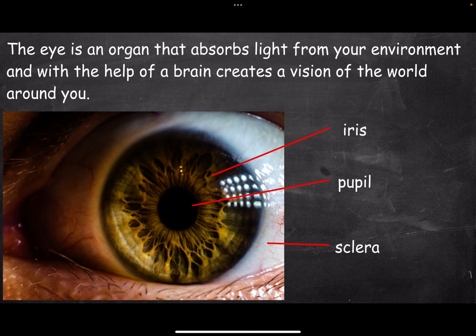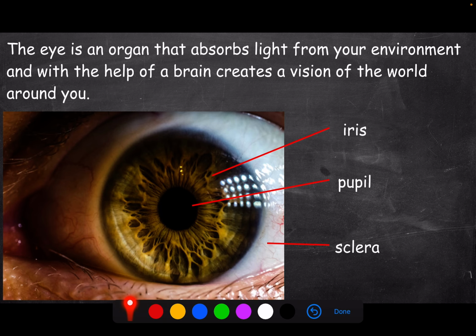So, the eye is an organ that absorbs light from your environment, and then with the help of a brain, it creates a vision of the world around you. So, light goes in, and your brain turns that light information into what you call sight or seeing. So your brain creates this image of what your environment looks like by simply using the light that bounces off the environment and enters into your eye.